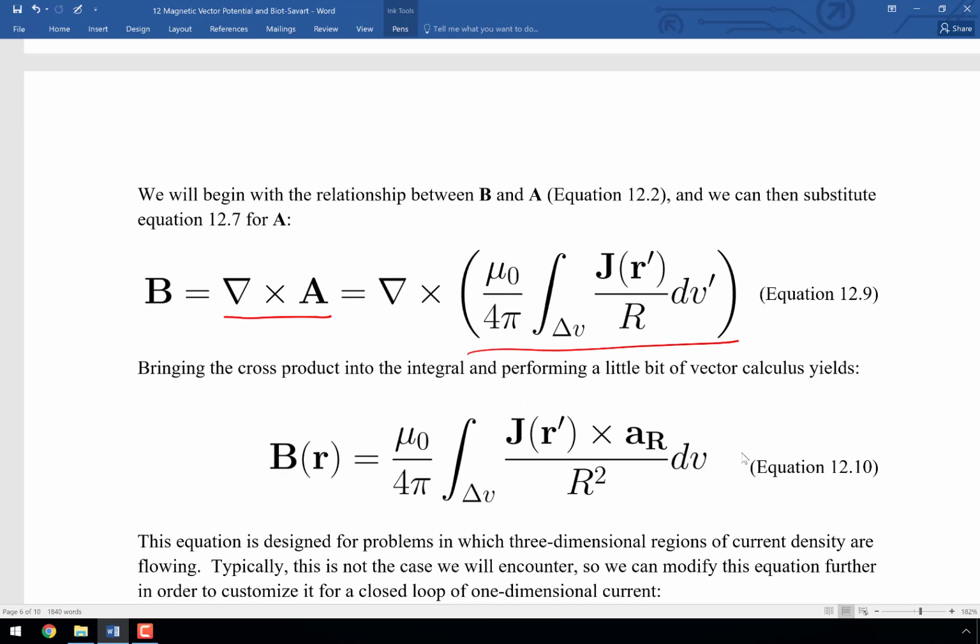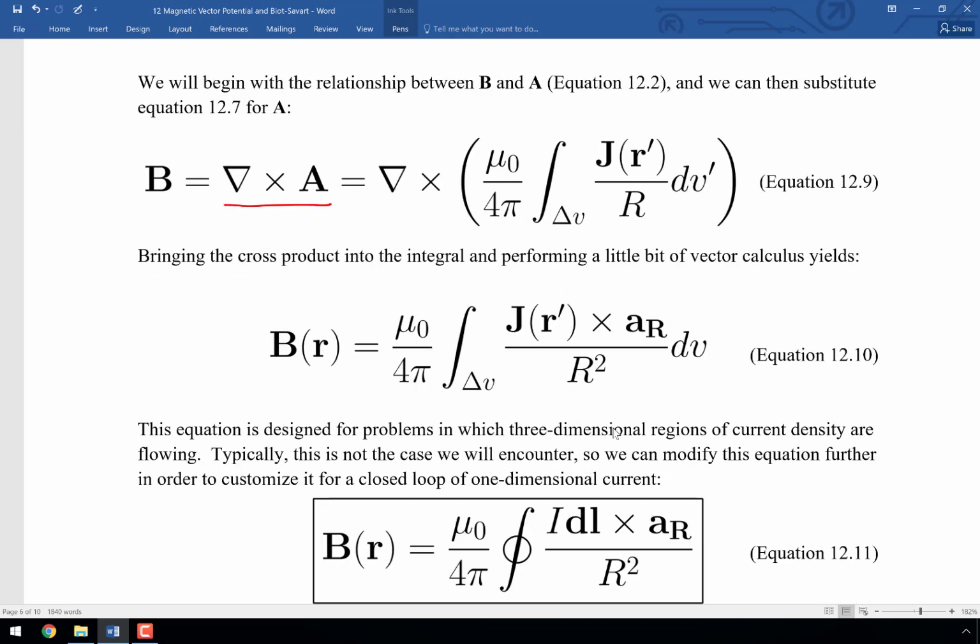And now I'll just say we're going to bring the cross product into the integral, and when we do that, we're going to have to introduce this unit vector a sub r. And if you're saying, hey, why did that r become an r squared? Well, it's part of bringing in the a sub r. So I just want you to know that there are several steps of vector calculus and vector algebra that I've omitted between equations 12.9 and 12.10, but 12.10 is very close to what we want.